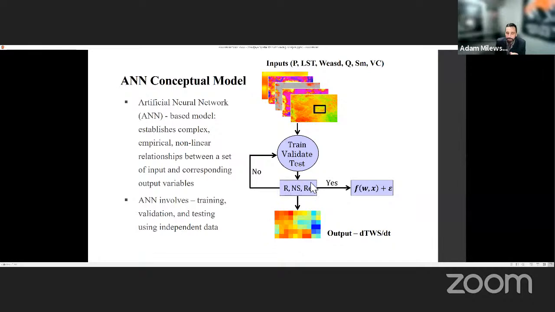We had a performance criterion of looking at R squared, Nash-Sutcliffe, for example. And if it did not meet our criteria, we go back and we train it again. If it did, it creates our function. This was that program that it creates. Once it creates this function for us, we can then apply it back in and actually get our output. So now we're looking at GRACE, or it outputs the total water storage.